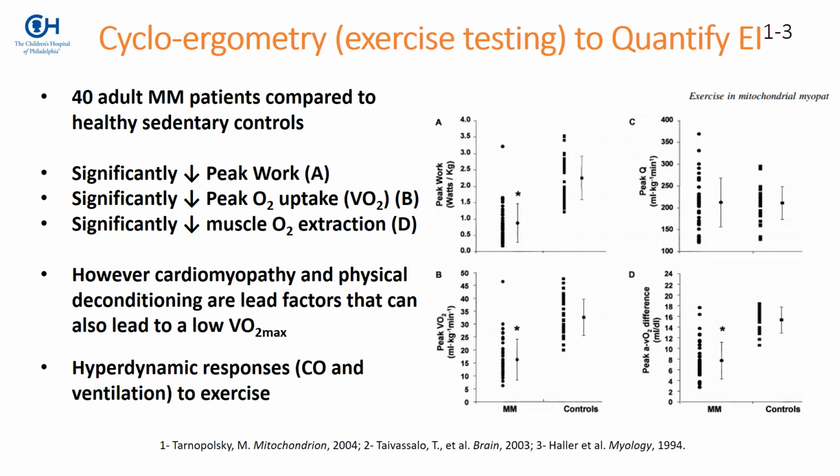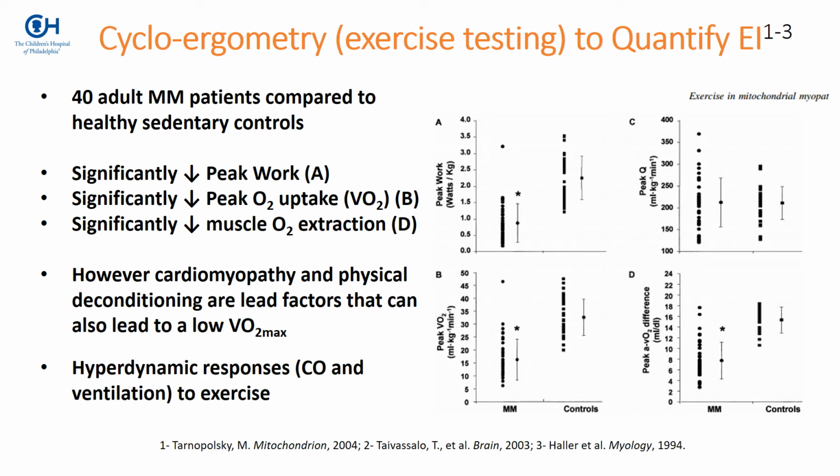Similarly, there was a significant reduction in the peak or maximal oxygen uptake. This is the oxygen utilization in mitochondrial myopathy compared to controls. This is measured by way of cyclo-ergometry or exercise testing, or cardiopulmonary exercise testing, which I'll refer to as CPET further in this talk. Also, they measured the arterial venous oxygen difference.